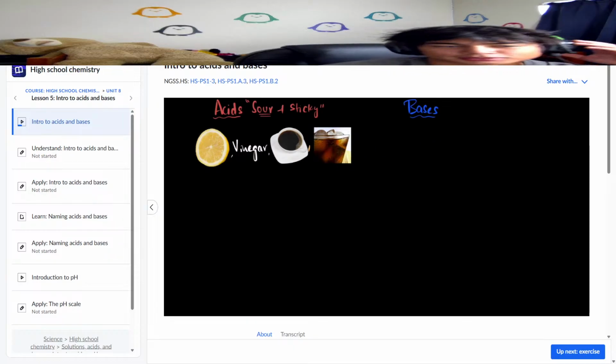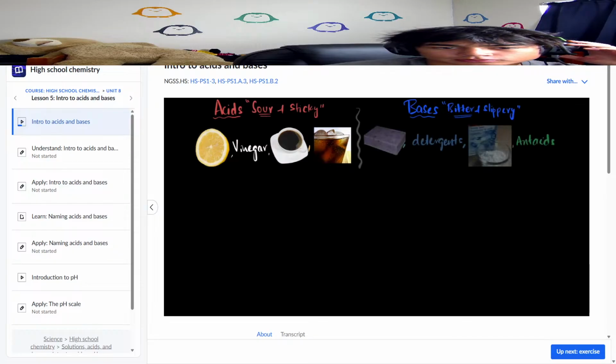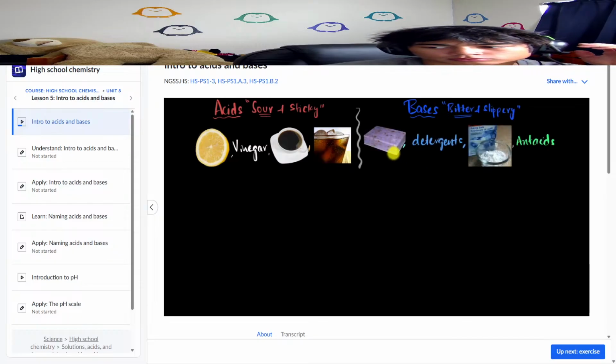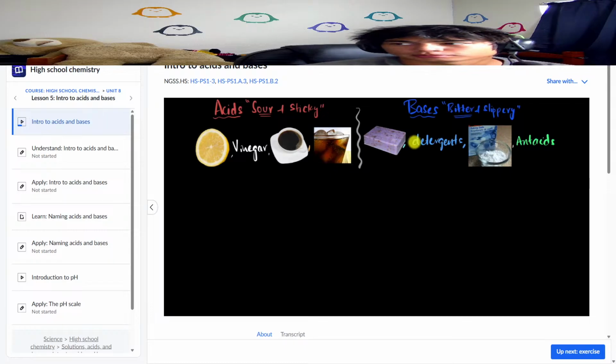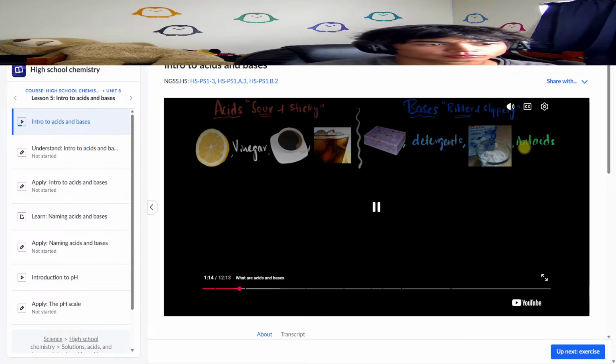What about bases? Well, turns out bases are bitter tasting and they're quite slippery. Common examples would be soaps. If you've had soap water gone into your mouth, you've probably tasted bases and you probably know that they are bitter. If you've tasted stuff with too much baking soda in them, they taste bitter. Well, because bases taste bitter. Other examples include detergents, antacids, and so on.